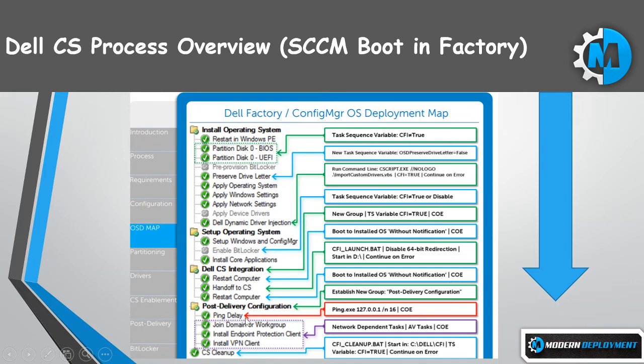And there's other steps in here. The most important one is down here at the bottom. So this post-delivery configuration, this is when you unbox the machine on premise. And the first thing you want to do is have an LTI. I personally would recommend that you have an LTI above the ping delay so that you can check that the network cable and the AC power are plugged in.